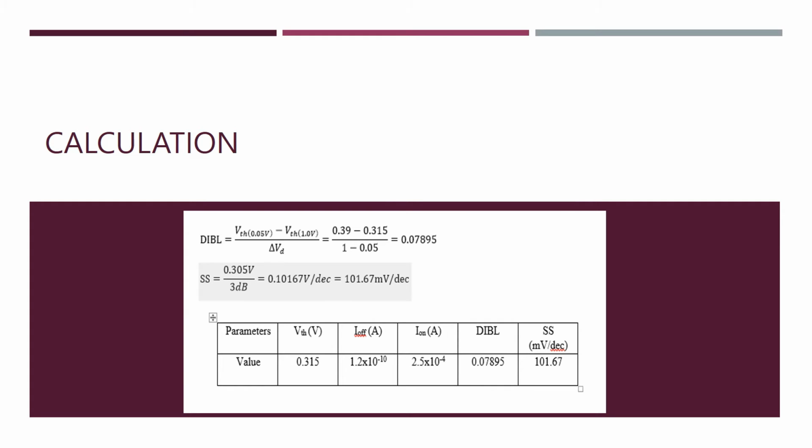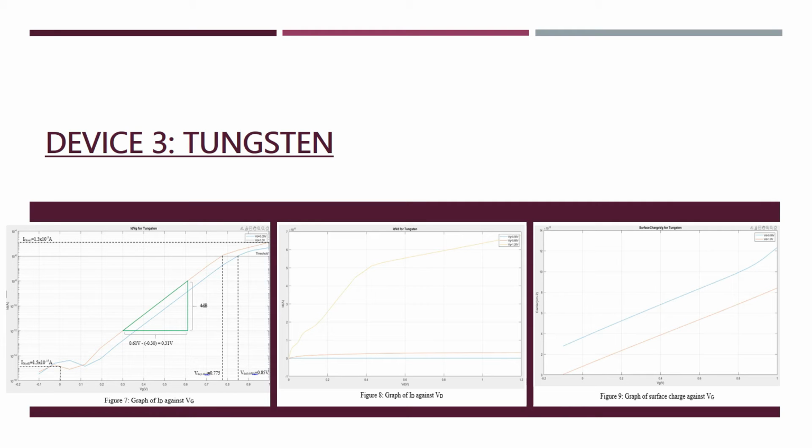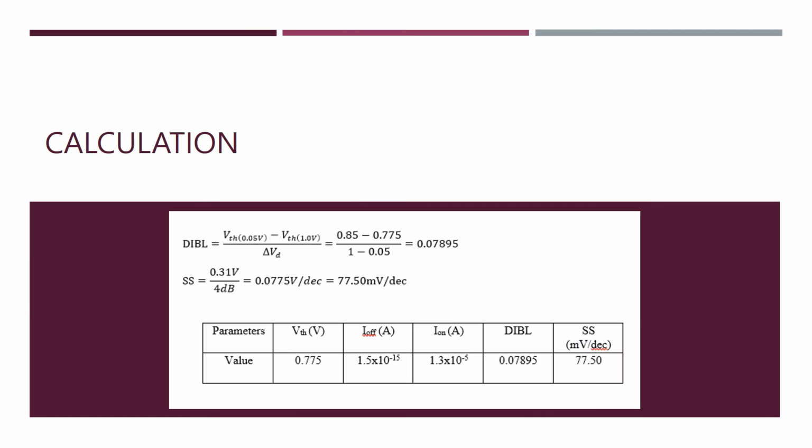And this is for the last device, which is tungsten, and the graphs are the same. We have 3 graphs: ID against VG, ID against VD, and surface charge versus VG. The DIBL calculation is also the same, just with different values because our VTH is different. So 0.85 minus 0.775, divided by 1 minus 0.05, and the answer we get is 0.07895. And lastly, for the SS of the last device, we divide the VTH, which is 0.31, by 4 decibel, and it equals 77.50 millivolt per decade.